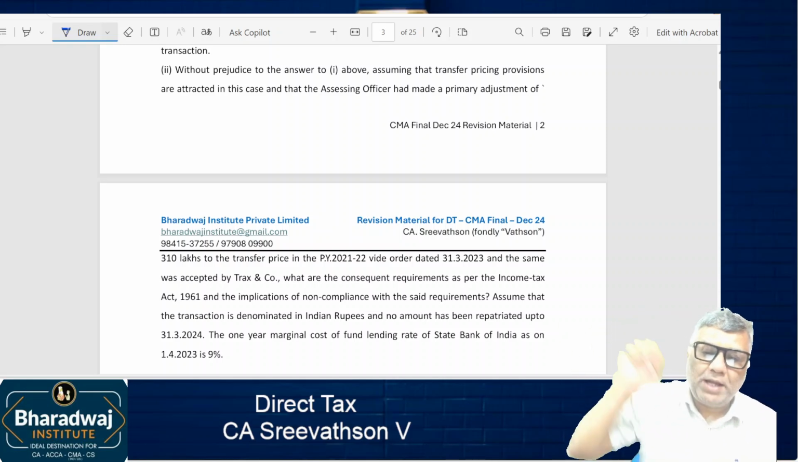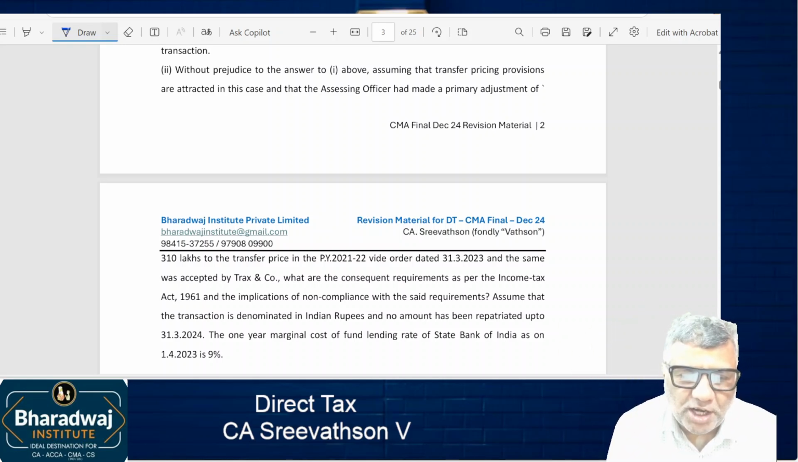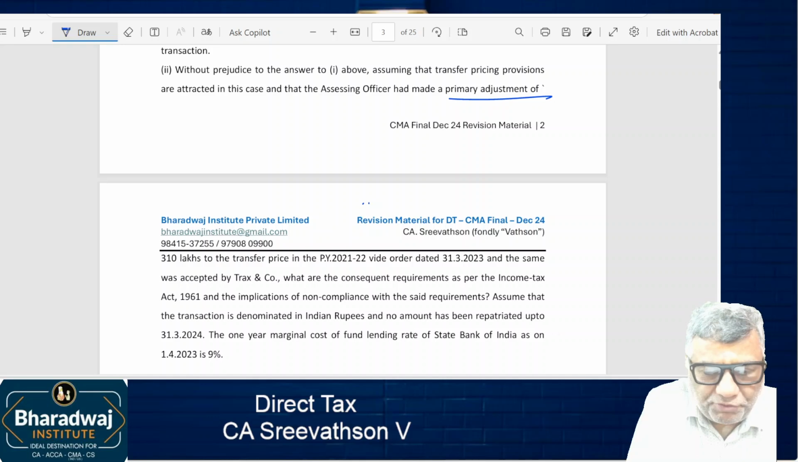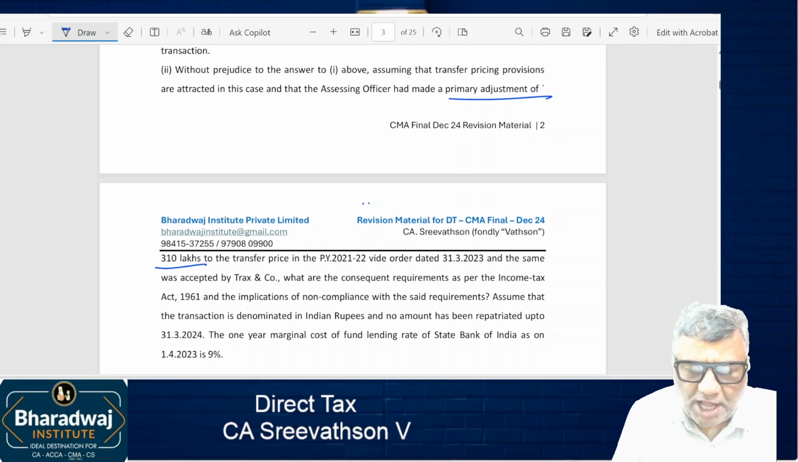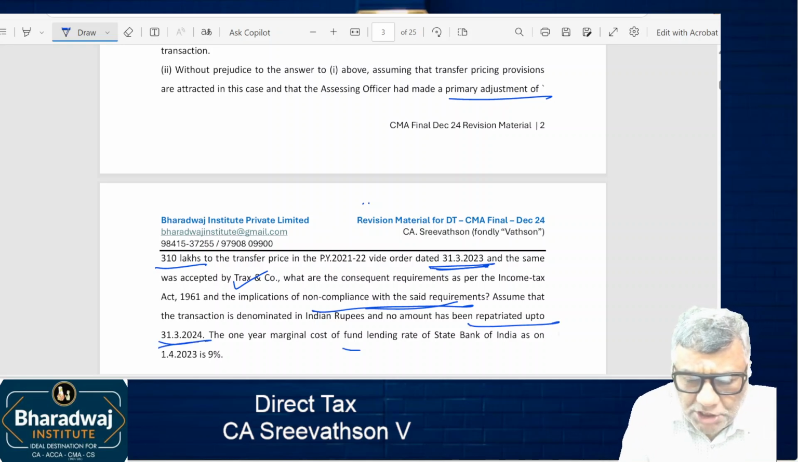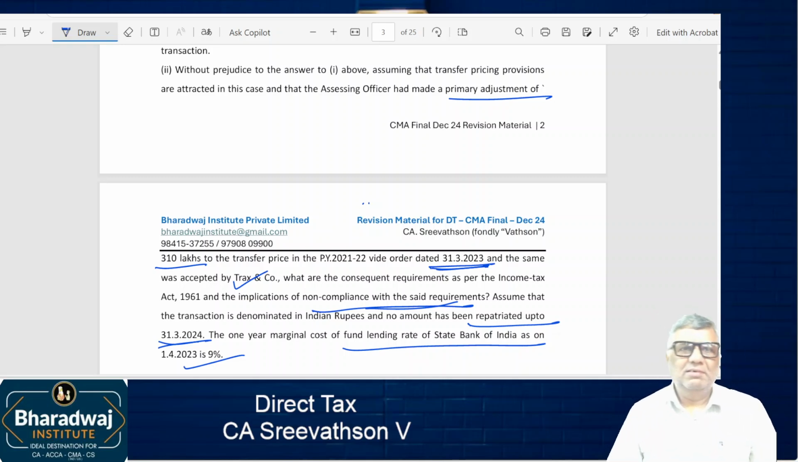Without prejudice to the answer 1 above, assuming the transfer pricing provisions are attracted in this case and the AO had made a primary adjustment of 3 crore 10 lakhs to the transfer pricing in the 21-22 order dated 31-3-23 and the same was accepted by Trax. What are all the consequent requirements as per the Income Tax Act and implications of non-compliance? Assume that the transaction is in Indian rupees and no amount has been repatriated till the year end. The 1 year marginal cost of State Bank of India is 9%. Read it, I'll come to the answer.